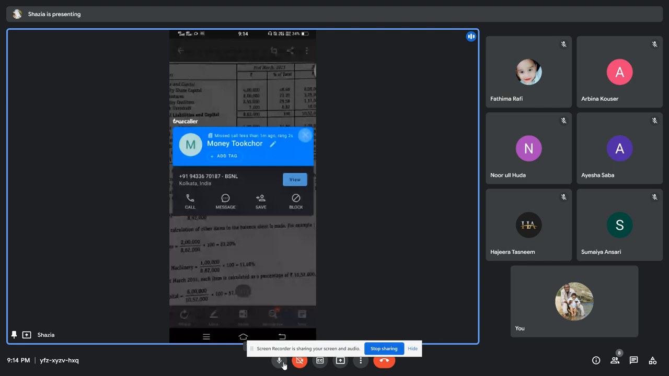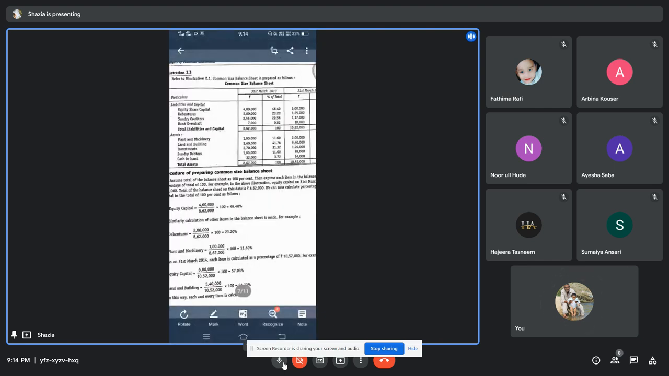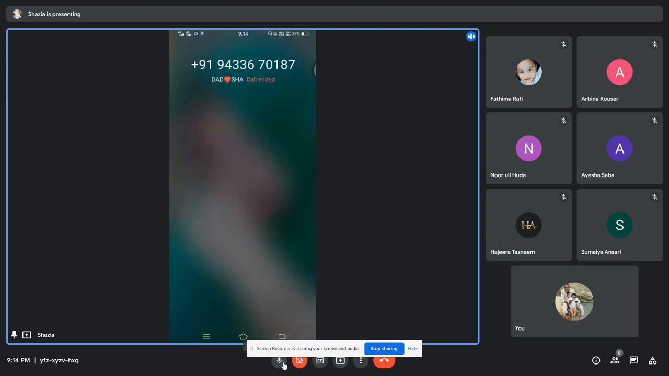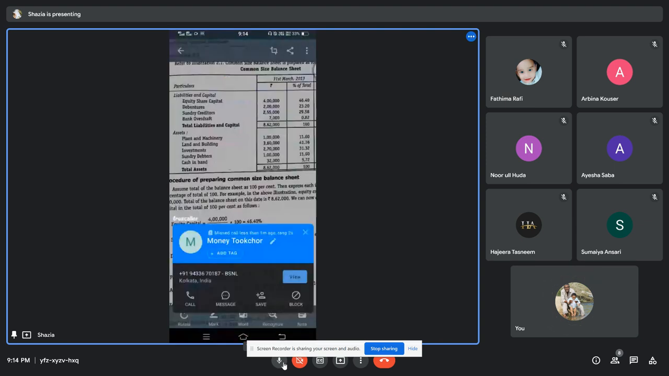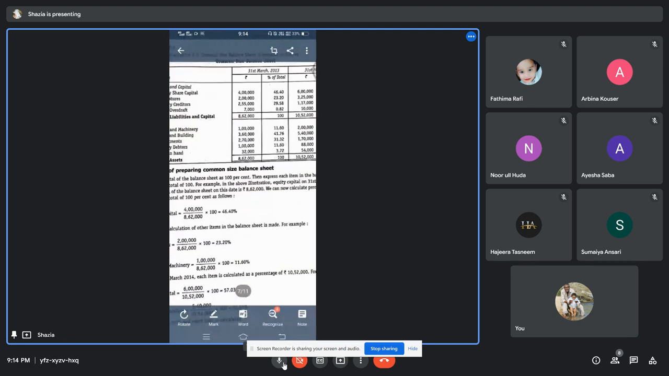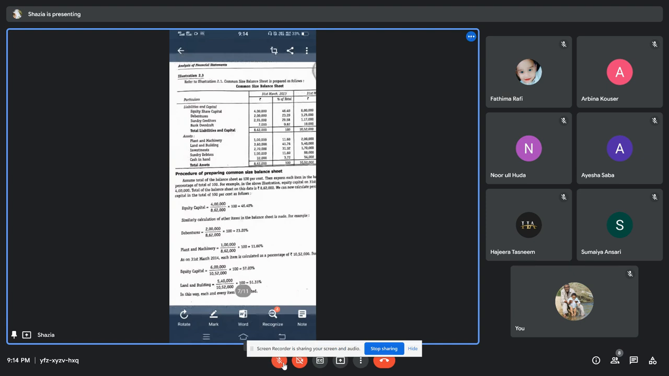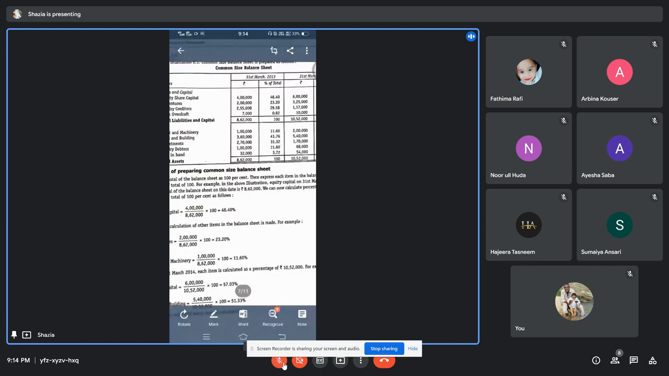Anyway, same way assets also you have to do. Plant and machinery is 1 lakh. So 1 lakh divided by 8 lakh 62,000, you do it into 100, and you will get 11.60.